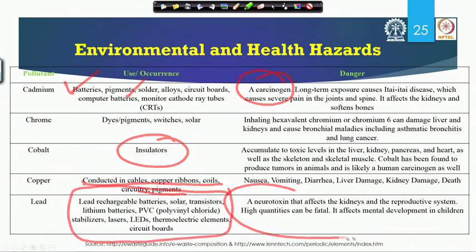Lead is a neurotoxin. It affects the kidney and reproductive system. It also damages brain development. That's why if you go to a petrol pump today and fill up your car or a bike, you see on the label that it says unleaded gasoline. Why does it say unleaded gasoline? That means at some point of time we had lead in that gasoline, isn't it? That's why it says unleaded.